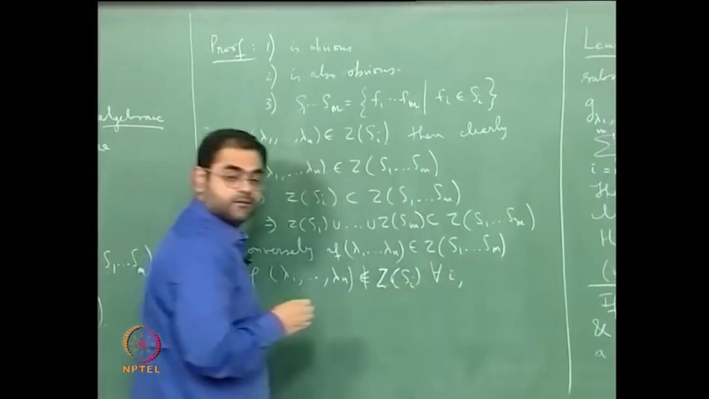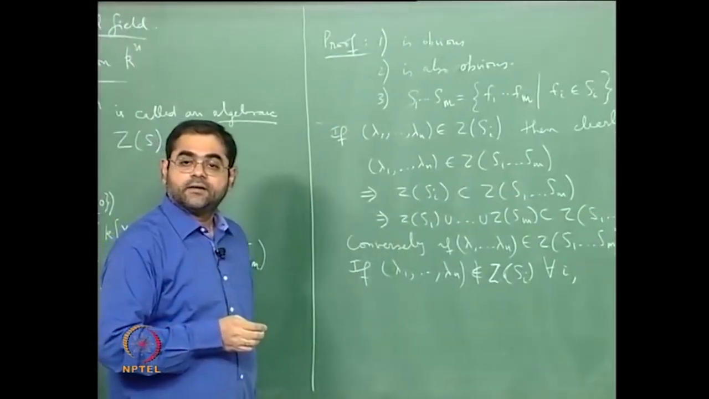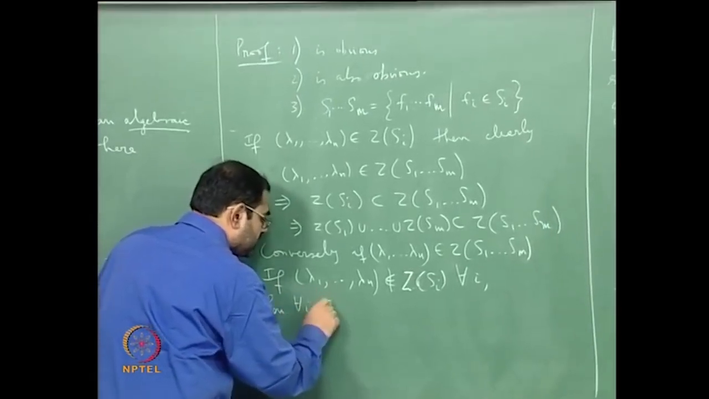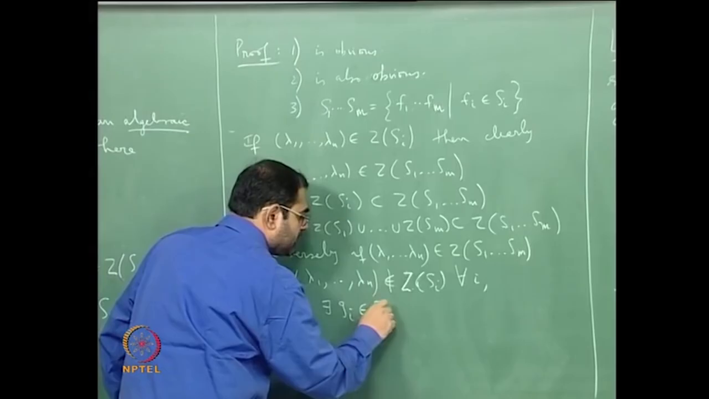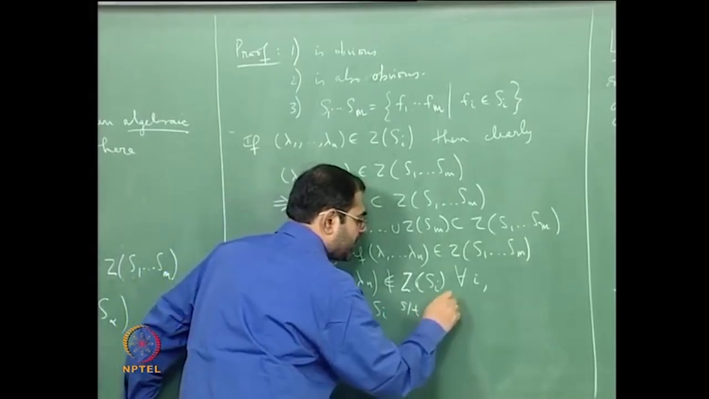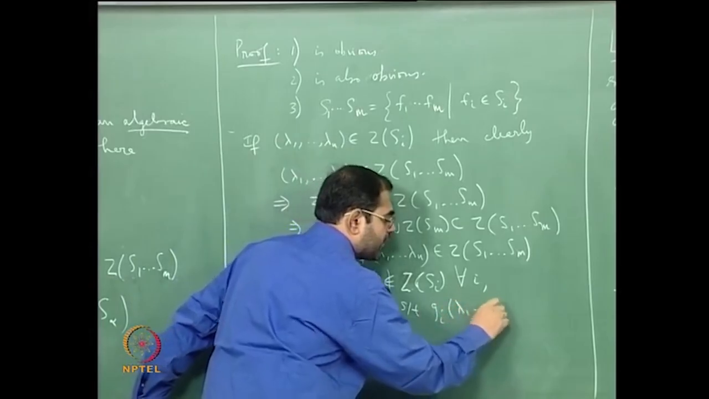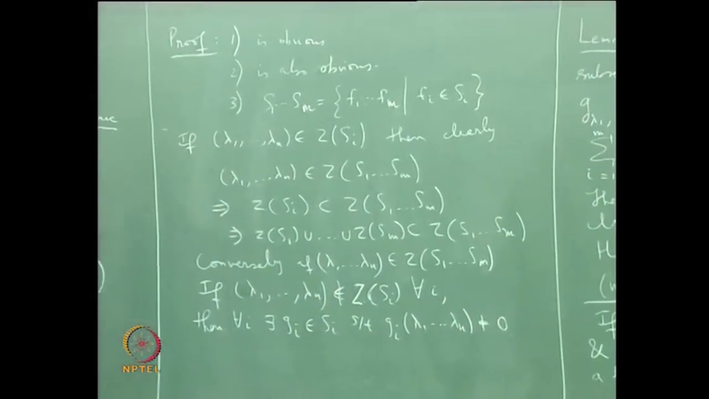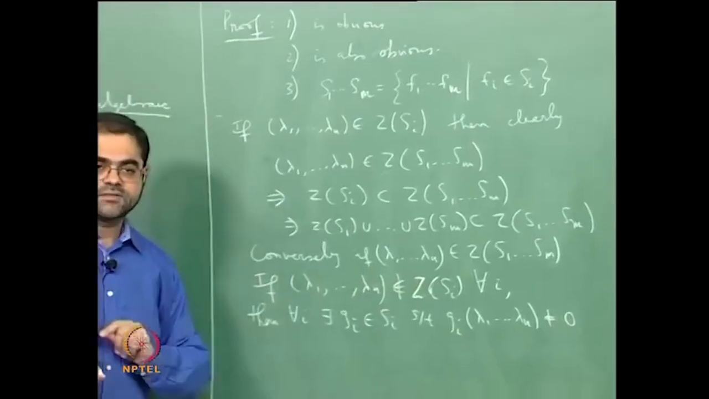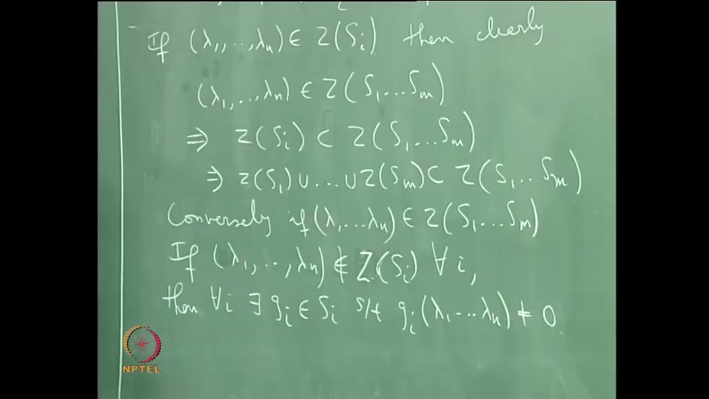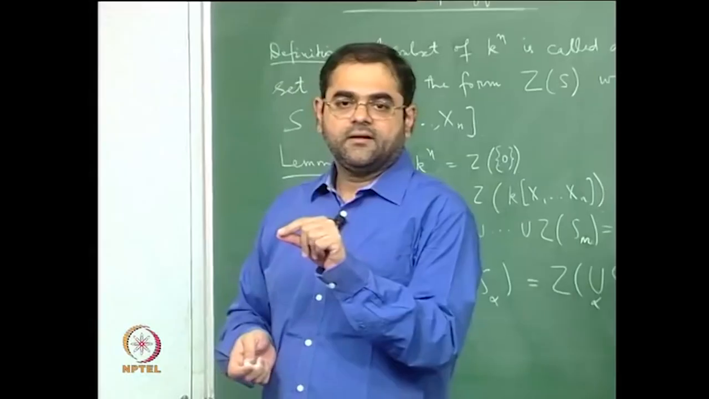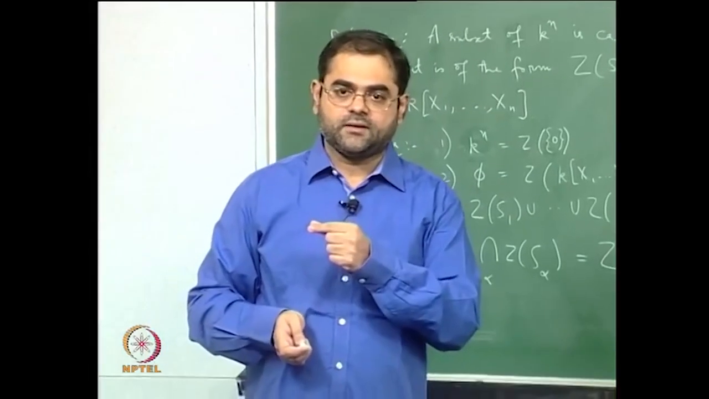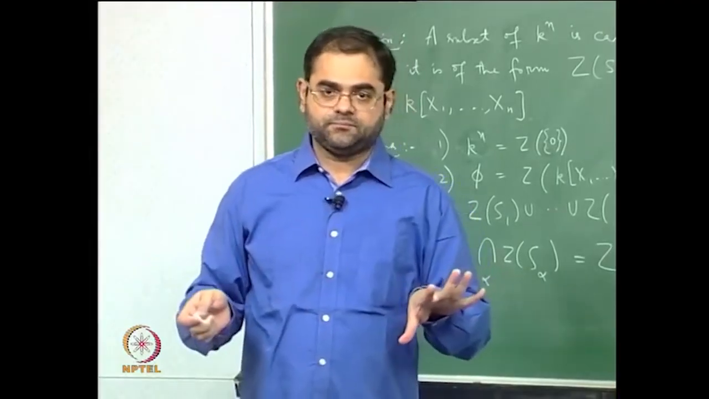For every i, okay, then what does it mean? It means that for every i, there exists a g_i in S_i such that g_i of lambda_1 etc. lambda_n is not 0. The fact that a point is not in the 0 locus of a set of polynomials means that there is at least one polynomial in that set for which this point is not a 0. That is, if you evaluate that polynomial at this point, you do not get 0, okay.